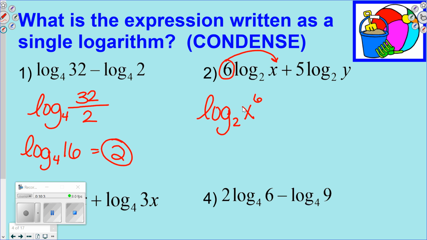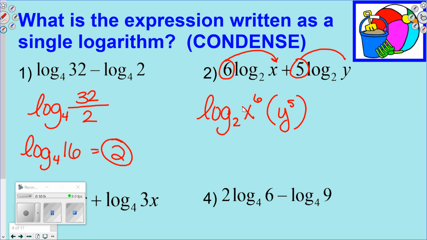A plus sign implies multiplication. So multiply by y to the 5th. I put parentheses, but would I have needed them? No, I wouldn't have. Right? If the number's out in front, that is an exponent to whatever's attached to that log.